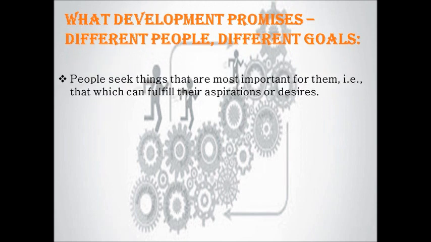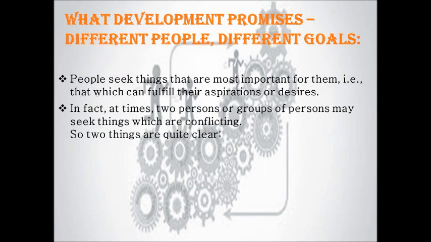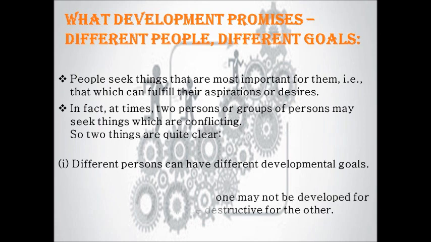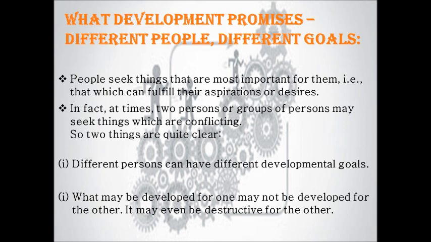People seek things that are most important for them, that which can fulfill their aspirations or desires. In fact, at times, two persons or groups of persons may seek things which are conflicting. So two things are quite clear. Different persons can have different developmental goals. Second, what may be development for one may not be development for the other. It may even be destructive for the other.